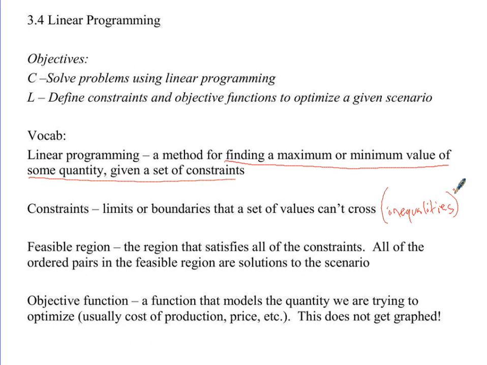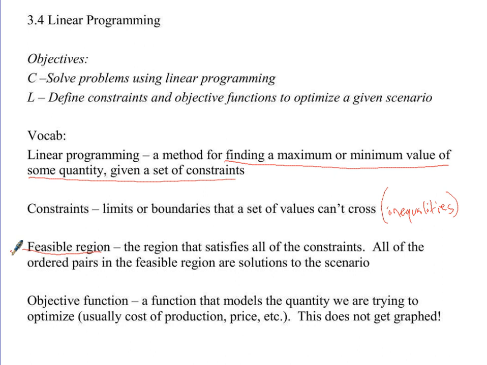And then here we are again, feasible region. We learned this in the last section. The region that satisfies all of the constraints. It's the shaded region. All of the ordered pairs in that shaded region are feasible solutions to the scenario, whatever that scenario might be. So we had that orchestra problem, orchestra seats and balcony seats. We wound up with a feasible region. Any ordered pair in that region worked.